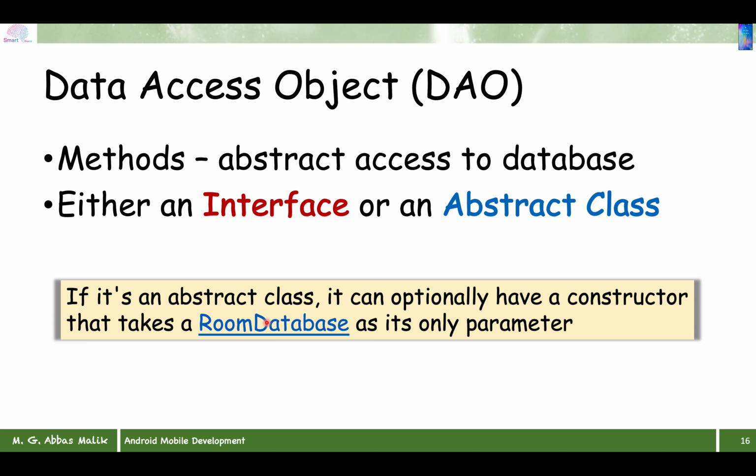We also have the data access object, that's the DAO. We define the methods in an interface or an abstract class to access the database. Mostly we define it as an interface rather than an abstract class, but yes, we can define an abstract class if you have some more information. If it is an abstract class, it can optionally have a constructor that takes a Room database as its only parameter.